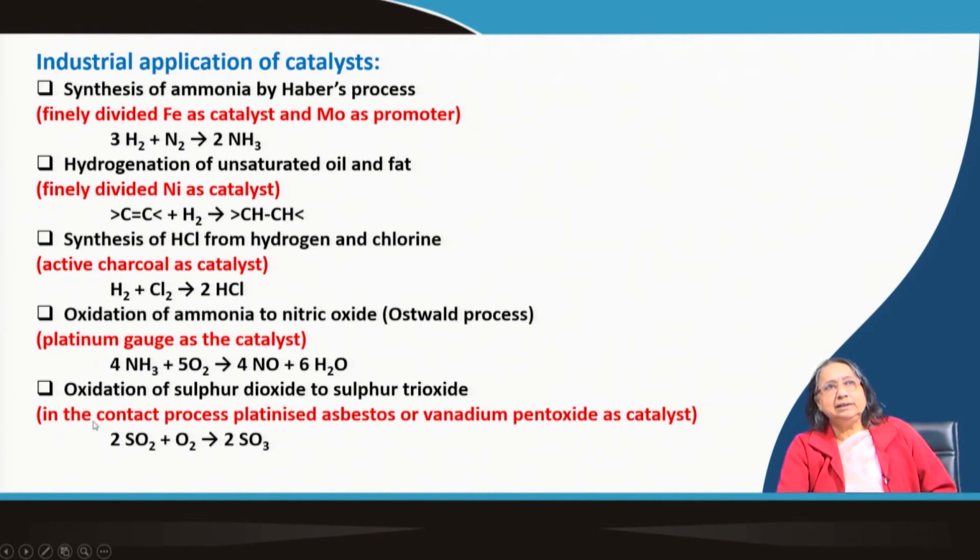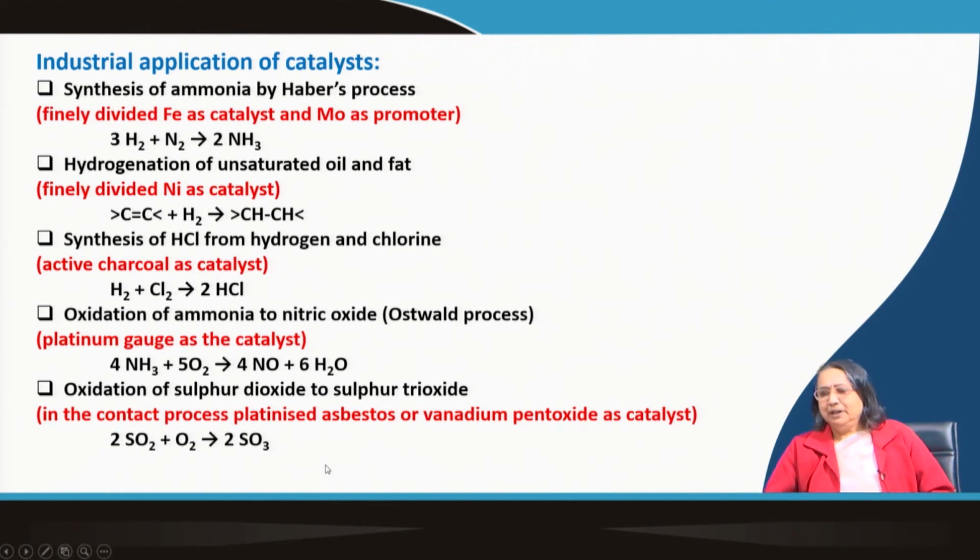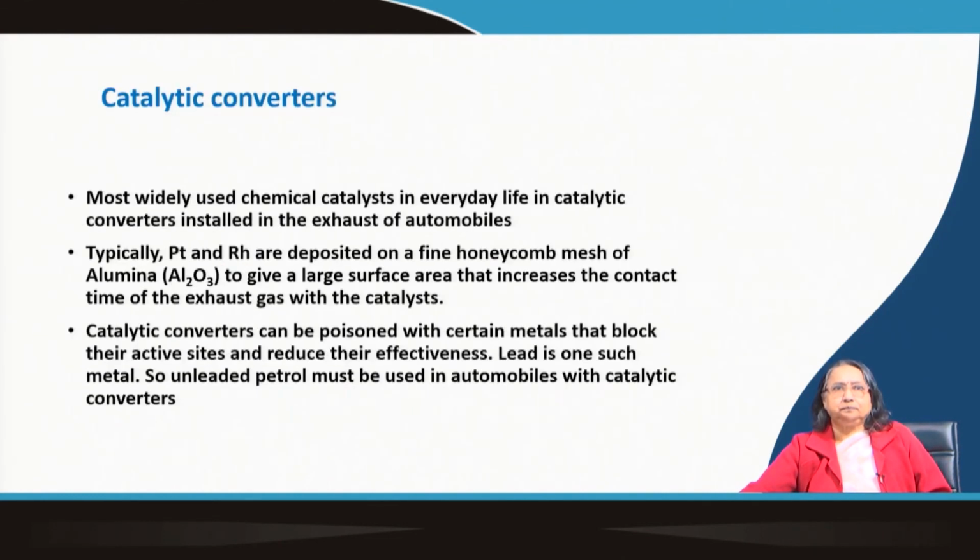Here you see so much application of catalysts. If you can develop a very good catalyst, you can even take a patent, and that can be really useful for some good synthesis. There are many awards also for catalyst synthesis. Here you can see the oxidation of sulfur dioxide to sulfur trioxide, for sulfuric acid preparation in the contact process. Platinized asbestos or vanadium pentoxide is used as the catalyst. I have picked up only a few, but there are so many.